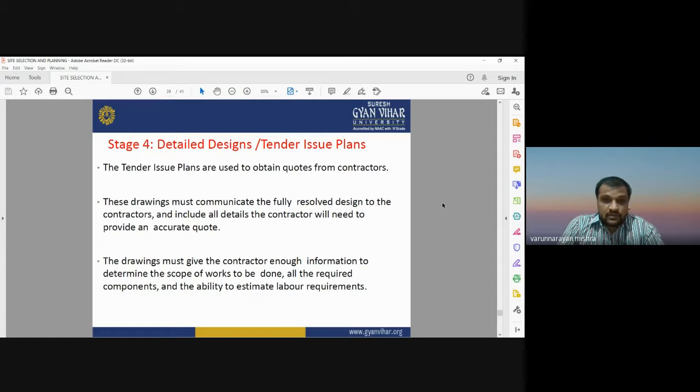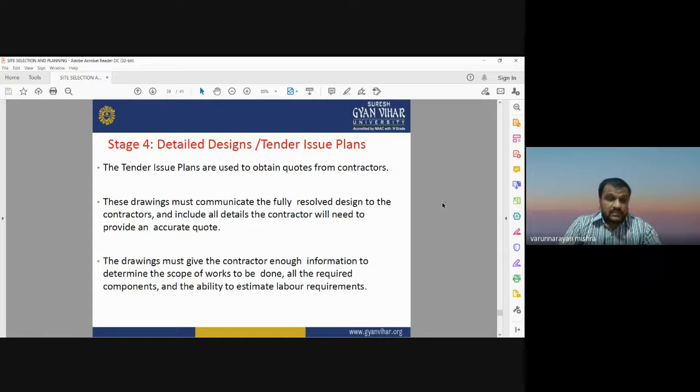In stage 4, now we can go for the detailed designing, and tender issue plans will be there. The tender issue plans are used to obtain quotes from the contractors. These drawings must communicate the fully resolved design to the contractors and include all details that the contractor will need to provide an accurate quote. The drawing must give the contractor enough information to determine the scope of the work that needs to be done, all the required components, and the ability to estimate the labor requirement.